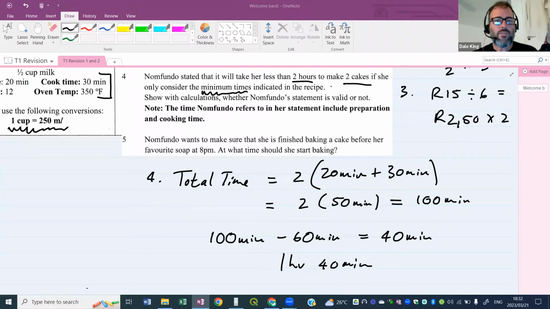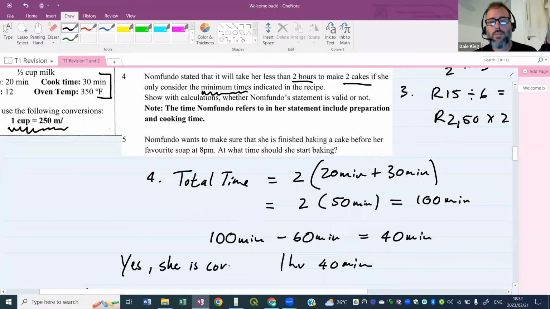All right. So is this statement valid? So she says it will take her less than 2 hours to make 2 cakes. So you could say yes, she is correct. Or yes, her statement is correct. But we've got to have calculations to back it up. So if you just say yes for this question, you'll only get 1 mark. It should be like 4 marks or 5 marks. If you only just say yes and don't show any calculations, you will lose a lot of marks, even though you know that the statement is correct.